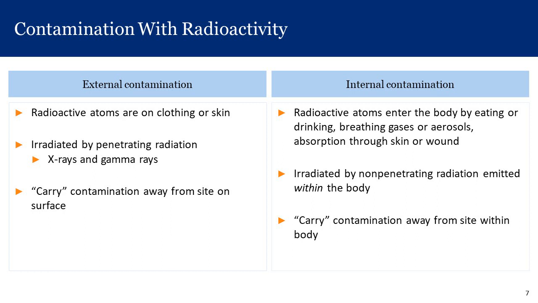Next, let's talk about internal contamination, in which radioactive atoms enter the body by ingestion, so eating or drinking, breathing gases or aerosols, or absorption through skin or wounds. Another way to phrase that is ingestion, inhalation, or absorption, respectively. Or there can be a combination of one or more of those routes. It's also possible for one to carry contamination away from the site within their body or on their clothing or skin.